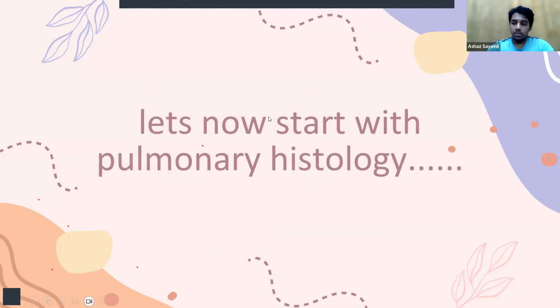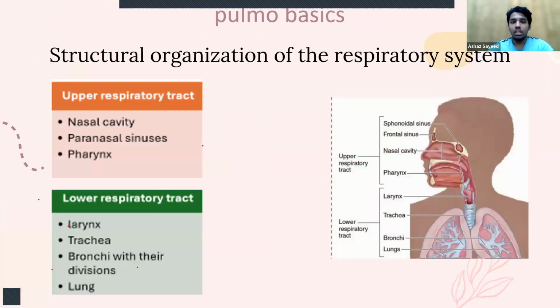Let's now start with pulmonary histology, and let's start with the pulmonary basics. Structural organization of the respiratory system. First of all, let me tell you what the respiratory system is. In simple words, it is the system which helps your body replenish the oxygen stores in it. You inhale air, air has oxygen. Respiration happens where you exchange the oxygen from the surroundings into our body, and now our body is restocked with oxygen. So that's what the respiratory system is. It helps in this process.